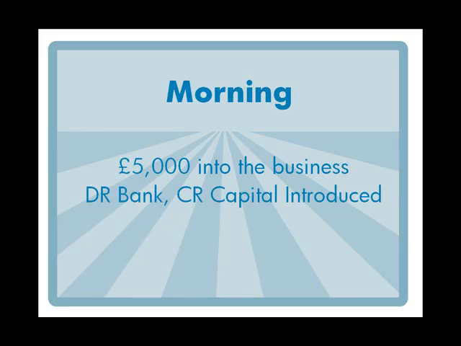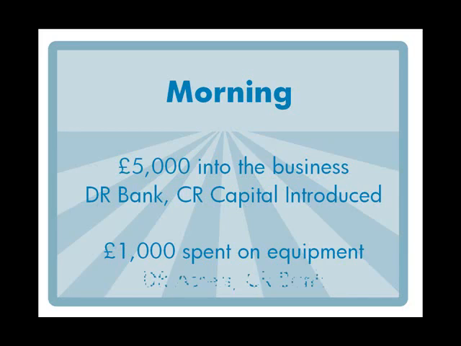Molly goes to Argos and buys a vacuum cleaner, carpet washer and other equipment, costing £1,000 altogether, using the business bank's debit card. The double entry would be debit assets for the increase in the business's assets, it now owns a set of cleaning equipment, and credit bank.